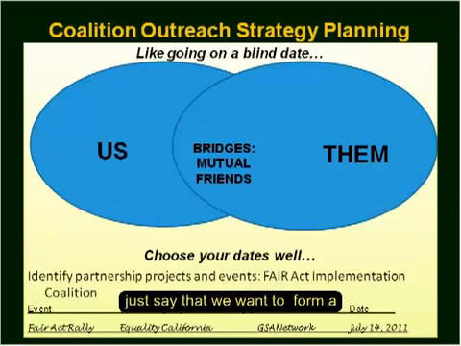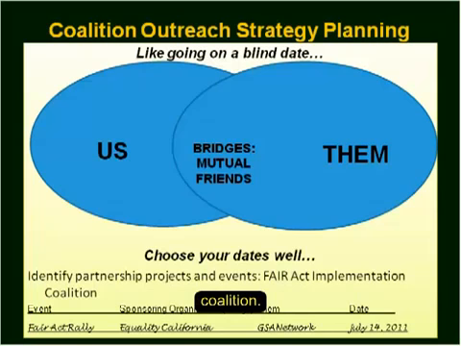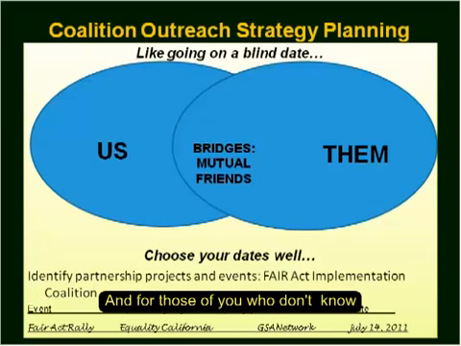And I used as an example here, let's just say that we want to form a Fair Education Act implementation coalition. And for those of you who don't know, the Fair Education Act of 2011 puts disability history and lesbian, gay, bisexual, and transgendered history into California schools. So you have 2 very distinct communities there, the disability community and the LGBT community. And maybe something that we could do is we want to work with the GSA network, which works with LGBT youth in the schools, and we work with disabled youth in the schools.